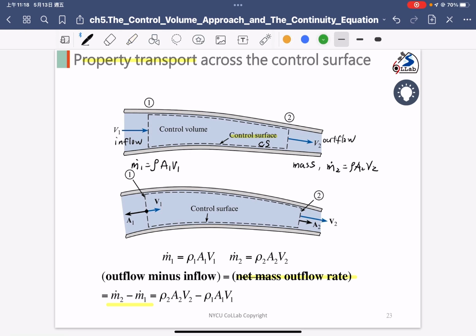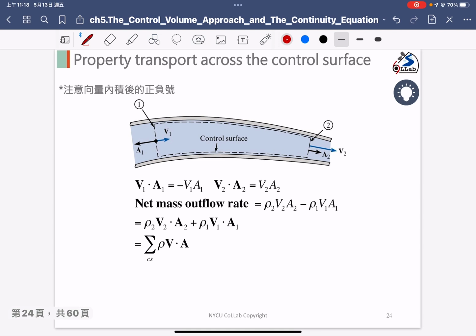And here we do not assume the density is constant, so we use rho 1 and rho 2. We didn't assume the flow is incompressible, so the density can change at different spatial locations. Okay?